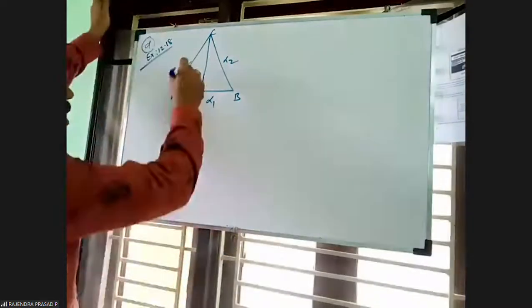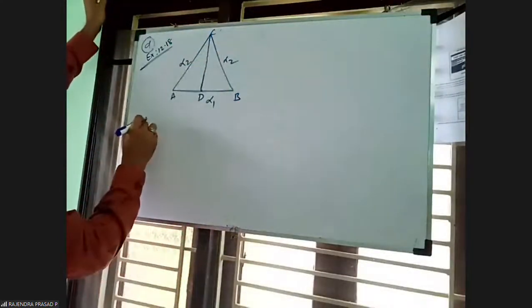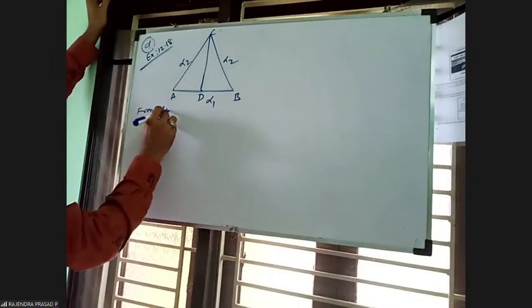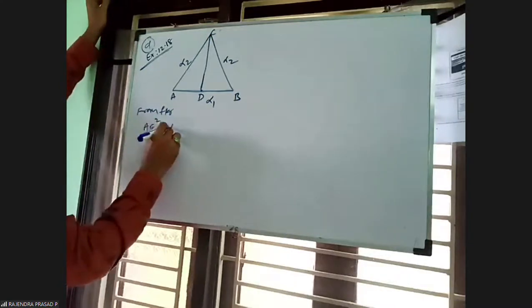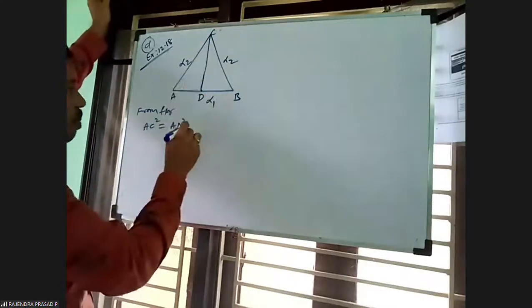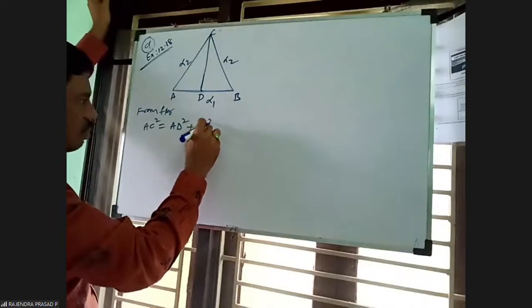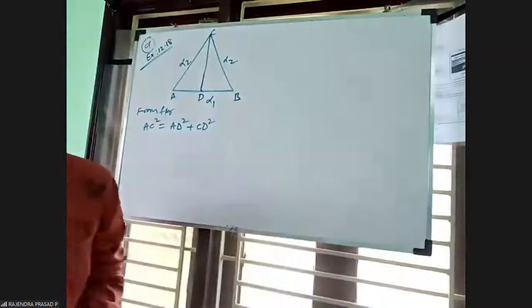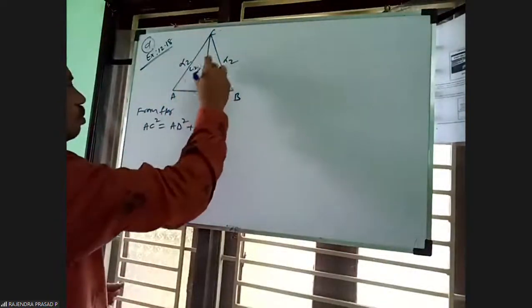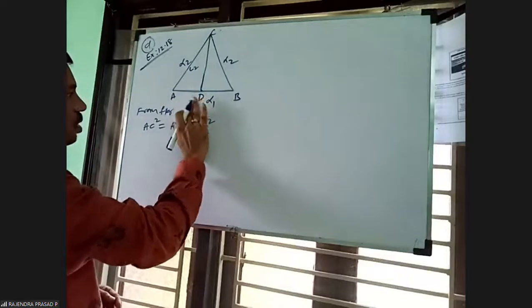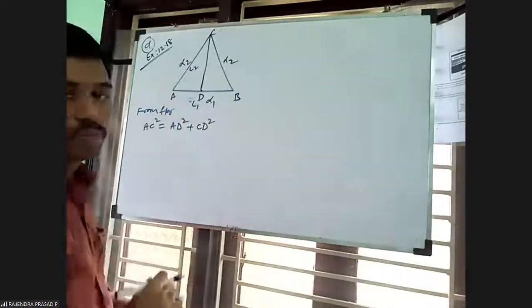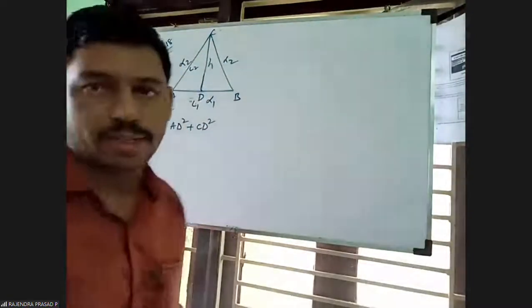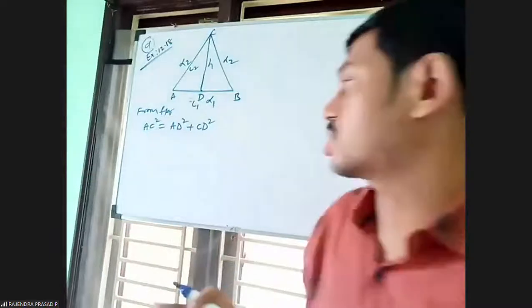According to Pythagoras theorem, from the figure, AC square is equal to AD square plus DC square. For example, this length is L2, this is L1. This rod is length L1, this is rod L2. This is a constant H, the height, some constant term.